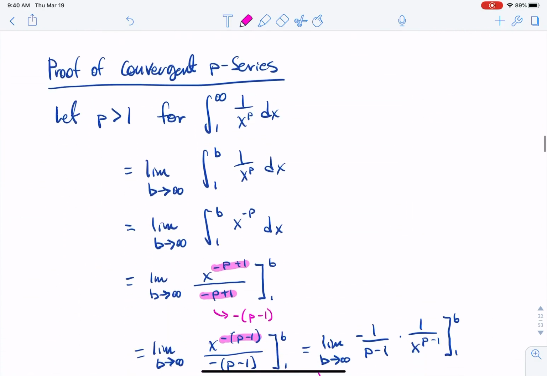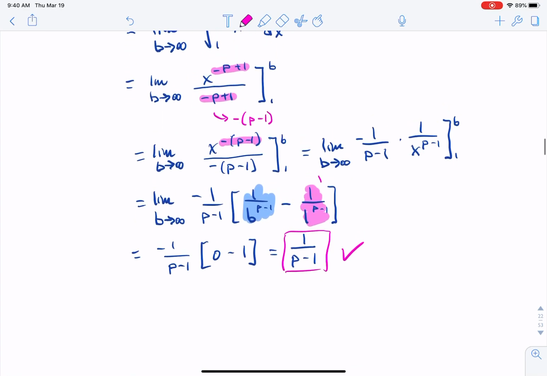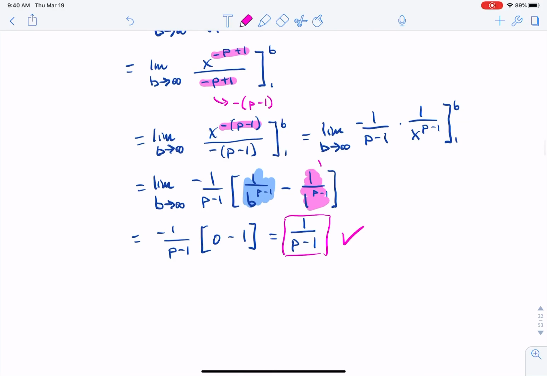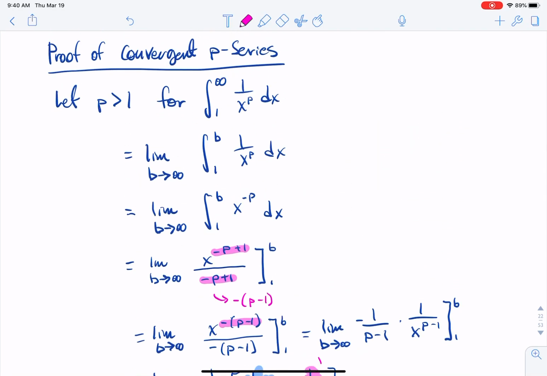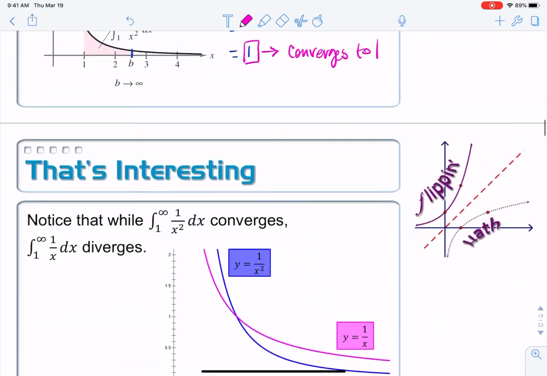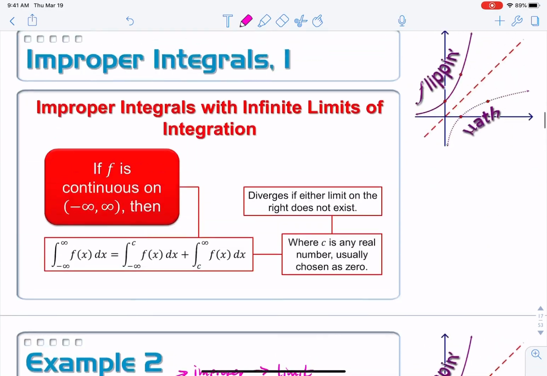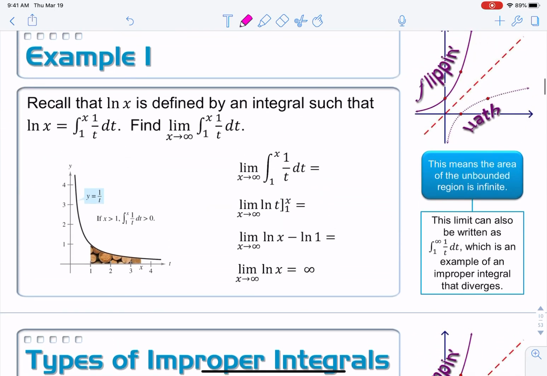Okay? All right, so let's talk about this in a little bit more detail here. So first of all, our p-value, we assumed that it was greater than 1. Well, what if it was equal to 1? If it was equal to 1, we've already done that one. We've already done that one right up here, maybe. Where the heck was it? It's right here that we showed that it was infinite. So that case is covered.